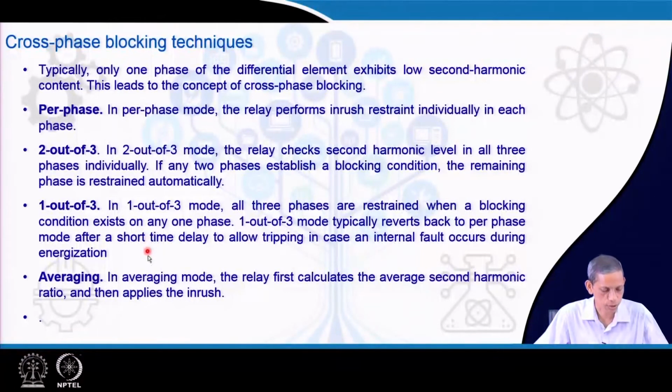There is another scheme available, called the averaging scheme. What is being done is that the average second harmonic component of all 3 phases is obtained, and that decides whether the relay is to be blocked or not.